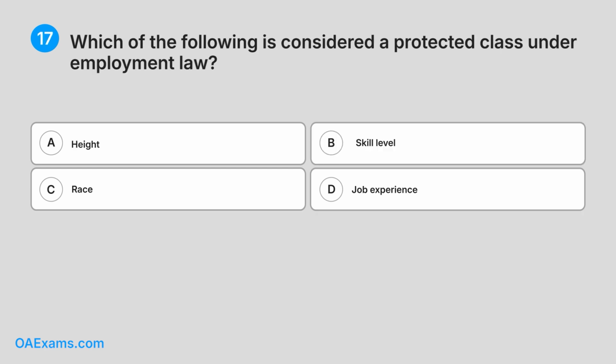17. Which of the following is considered a protected class under employment law? A. Height. B. Skill level. C. Race. D. Job experience. Do you know the answer?